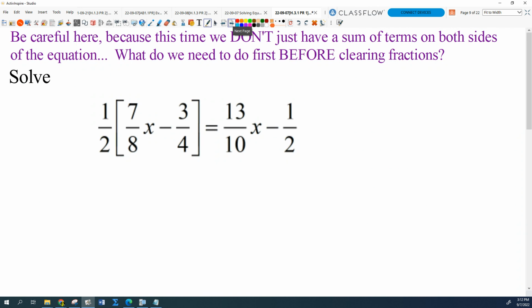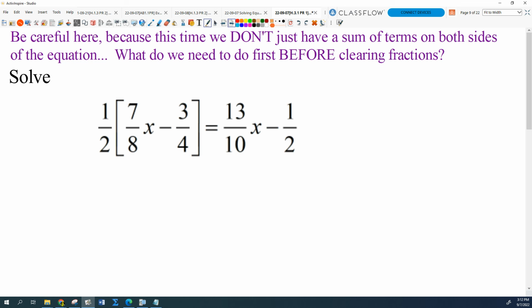Okay, there's one thing I do want to point out though. This is a slightly different example. What's different about this one? Okay, I'm multiplying, right? So in this case, we have to be careful because this time we don't just have a sum of terms on both sides, right? I'm multiplying this 1/2 times the sum of terms. You get what I'm saying? So you can't just go through and immediately clear fractions. You have to be a little bit careful. So what do you probably have to do first?